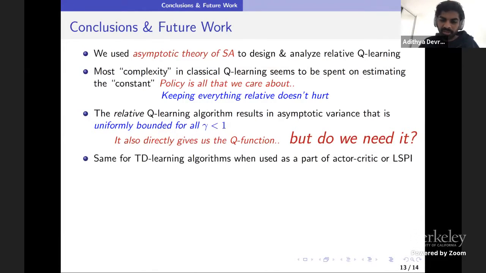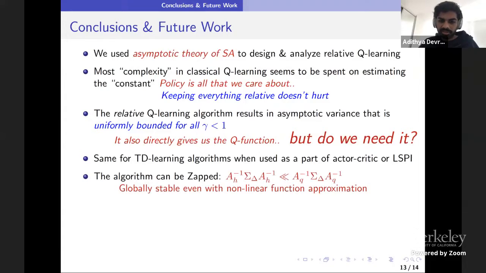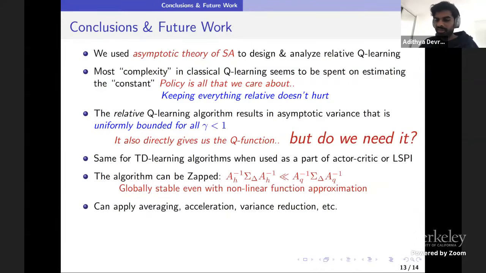A similar analogy holds for TD learning algorithms when used as part of actor-critic or LSPI algorithms. Once again, the algorithm can be analyzed, but the difference is the linearization matrix A is much better conditioned for the relative Q-learning algorithm than for the Q-learning algorithm. You can also get a globally stable relative Q-learning algorithm using techniques that Sean already mentioned. You can apply averaging, acceleration, variance reduction, all these techniques to relative Q-learning, and the performance improvement will be the same.